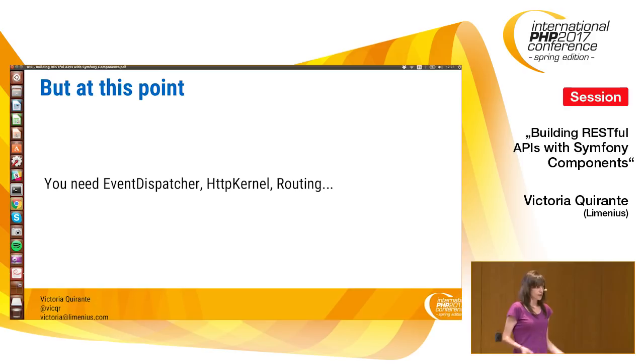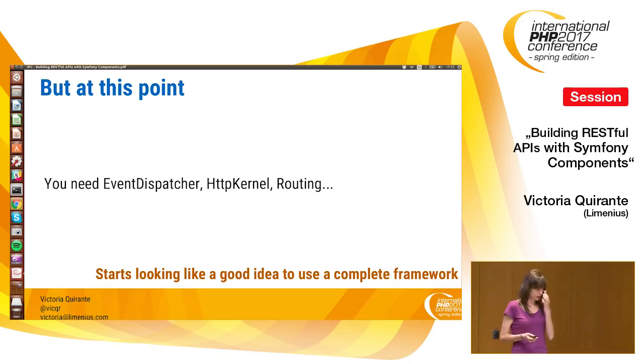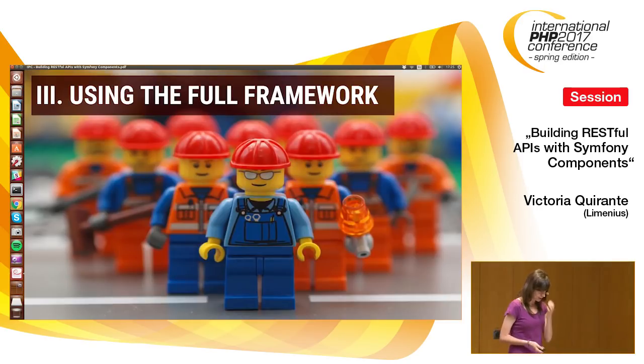Okay, at this point, when I put my 5 components together, you have already felt that you need things that you usually have in a framework: routing, event dispatcher, kernel, and so on. So at this point, it's worth asking yourself, what do I have if I use the whole framework? And that's what we are going to see now. Which additional things do we have with the whole framework? Okay, using the whole framework.